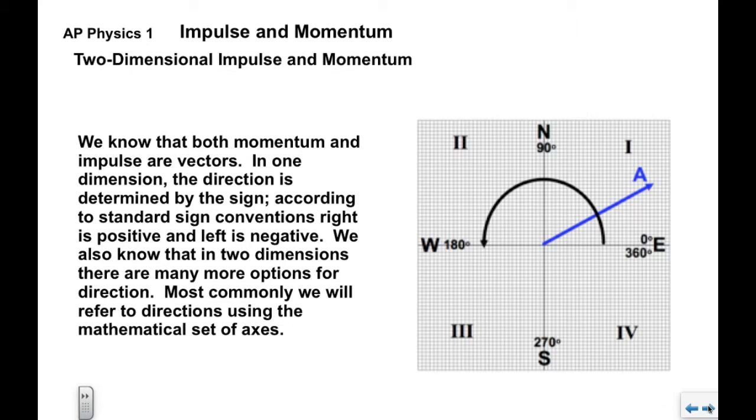So we know at this point that both momentum and impulse are vector quantities. In one dimension, the direction is determined by the sign, according to our standard sign conventions. Right is positive, left is negative. We also know that when we expand into two-dimensional space, we have a lot more options for the direction. Most commonly, we're going to refer to mathematical directions using our standard mathematical axes.